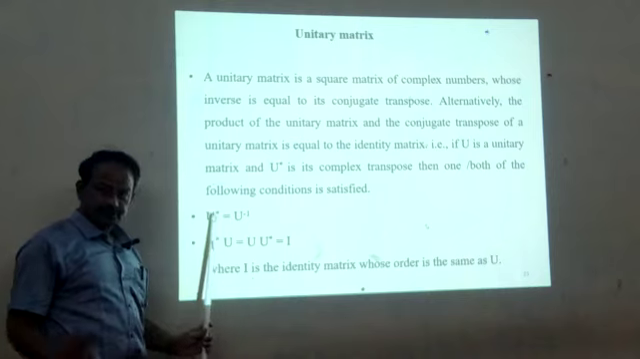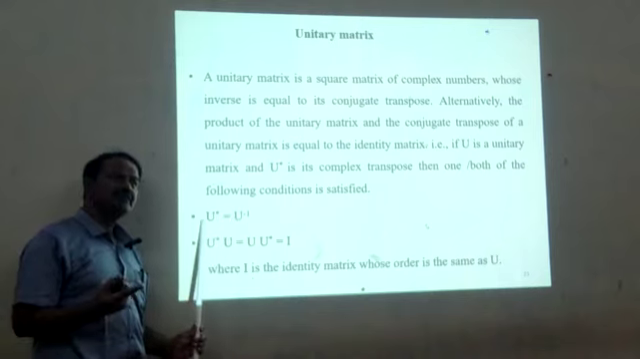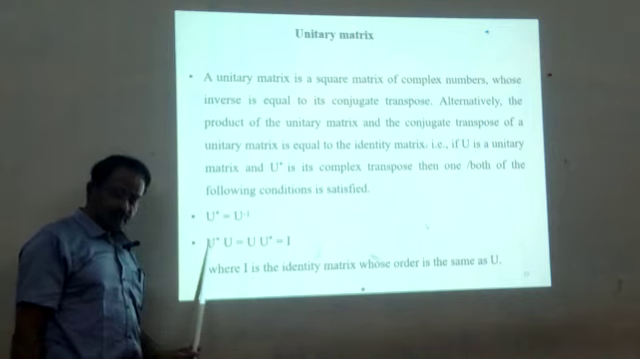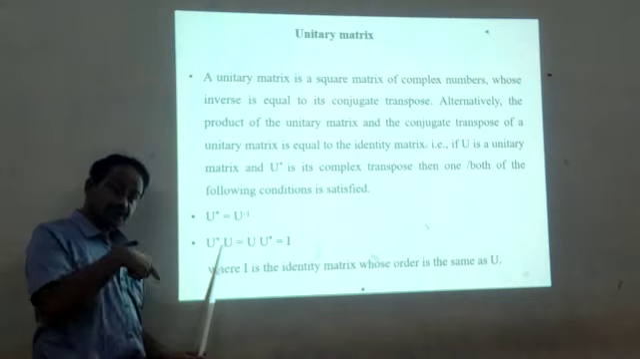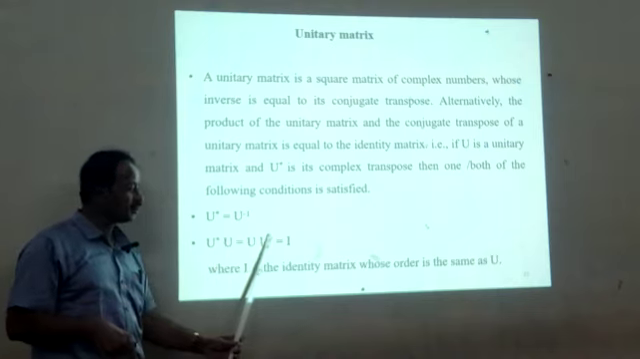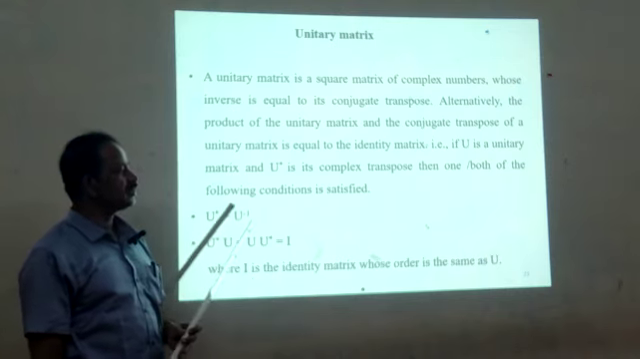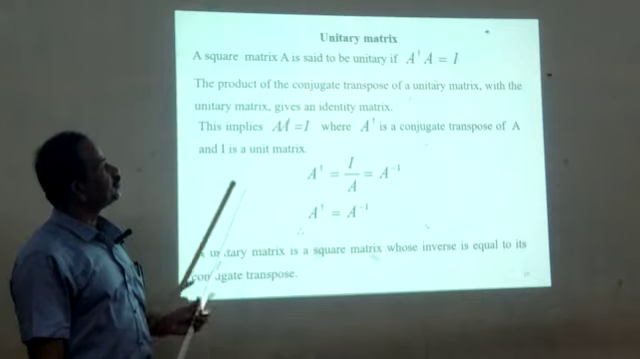So if it is so, there are two conditions. One is U inverse must be equal to the conjugate transpose of that matrix. The second is you take the conjugate transpose, multiply with the original one, interchange also, that will give you the identity matrix, where I is the identity matrix whose order is the same as U. Orders must be the same.